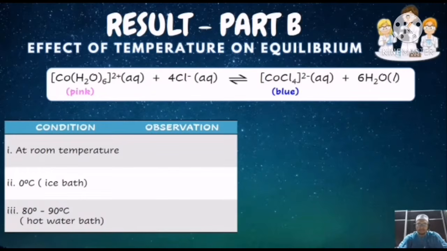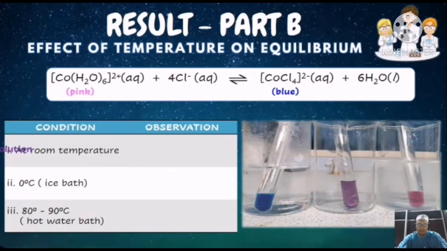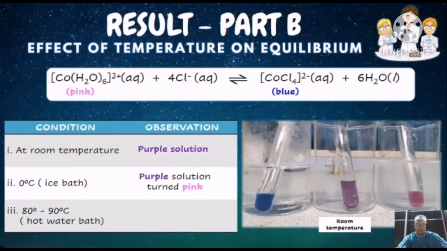Result Part B. Effect of temperature on equilibrium. When hexaaquacobalt(II) complex reacts with HCl, it forms tetrachlorocobalt(II) ion. At room temperature, our observation is a purple solution, and when the sample is in an ice bath, the purple solution turns pink. When the sample is in a hot water bath at 80 to 90 degrees Celsius, our observation is that the purple solution turns blue.